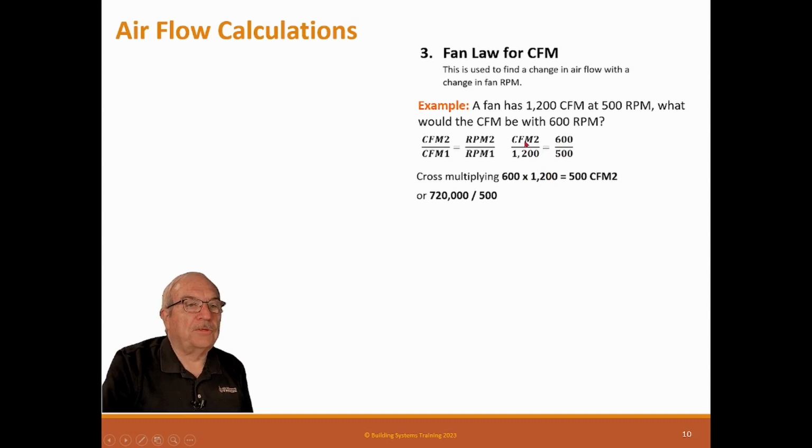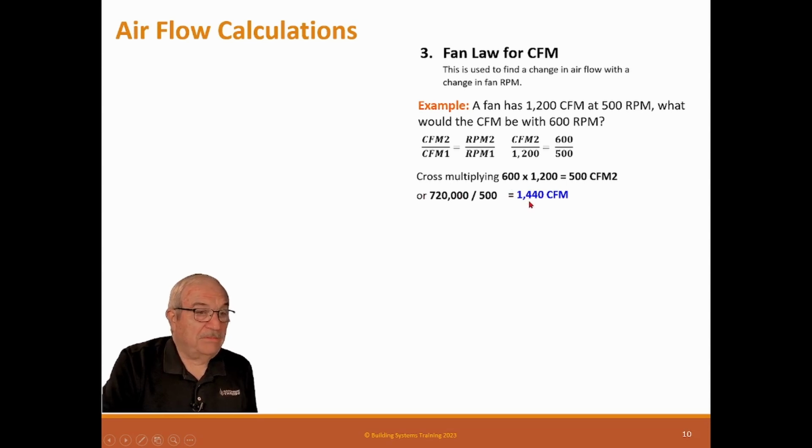If you cross multiply, you get 600 times 1200 equals 500 times CFM2. And then, of course, you multiply those out. 600 times 1200 is 720,000, divided by 500, and that equals 1440 CFM. Now, sometimes these get to be really big numbers, but with a calculator, we really don't care. Big numbers don't scare a calculator.